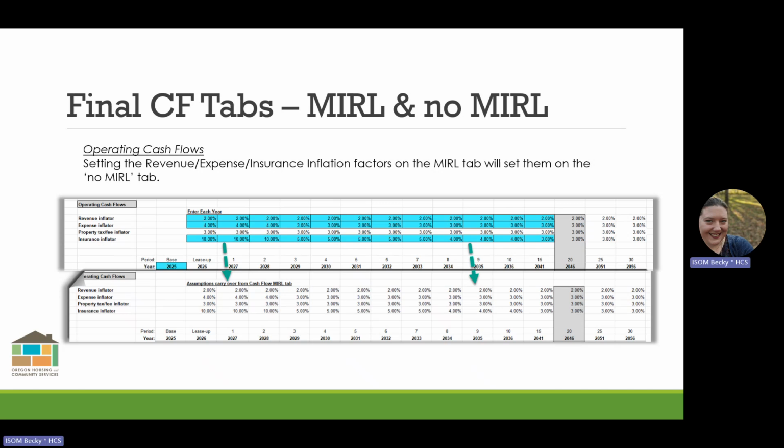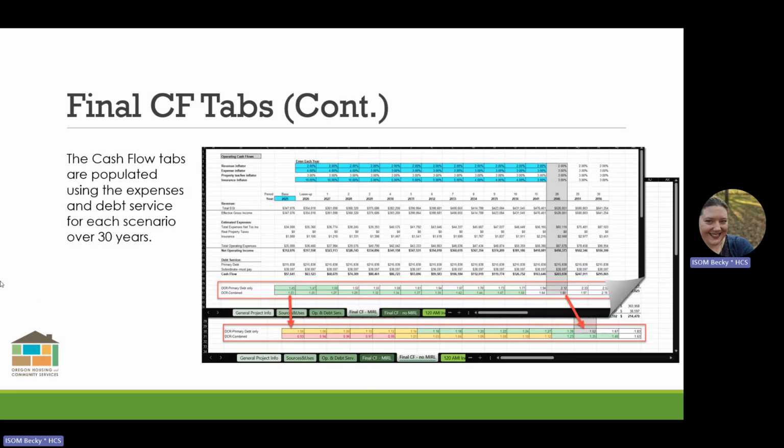The final cash flow tabs have inflation factors that can be set on the with MURL tab that will then flow over to the without MURL tab. Once the inflation factors are set, the cash flow tabs can be compared against each other to determine if this development meets the but-for test. In other words, but for this grant from the sponsoring jurisdiction, this project would not be able to be developed.